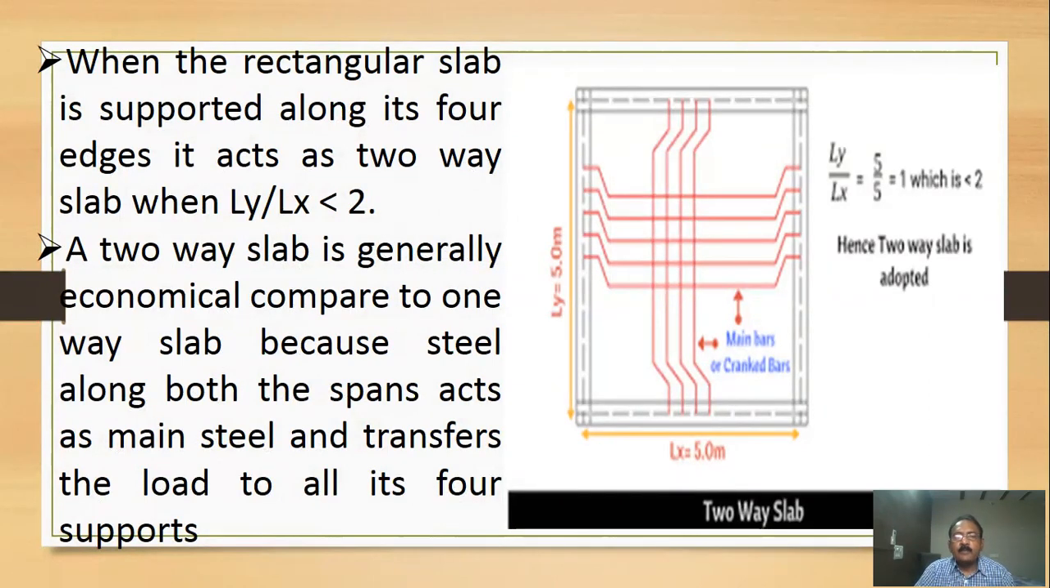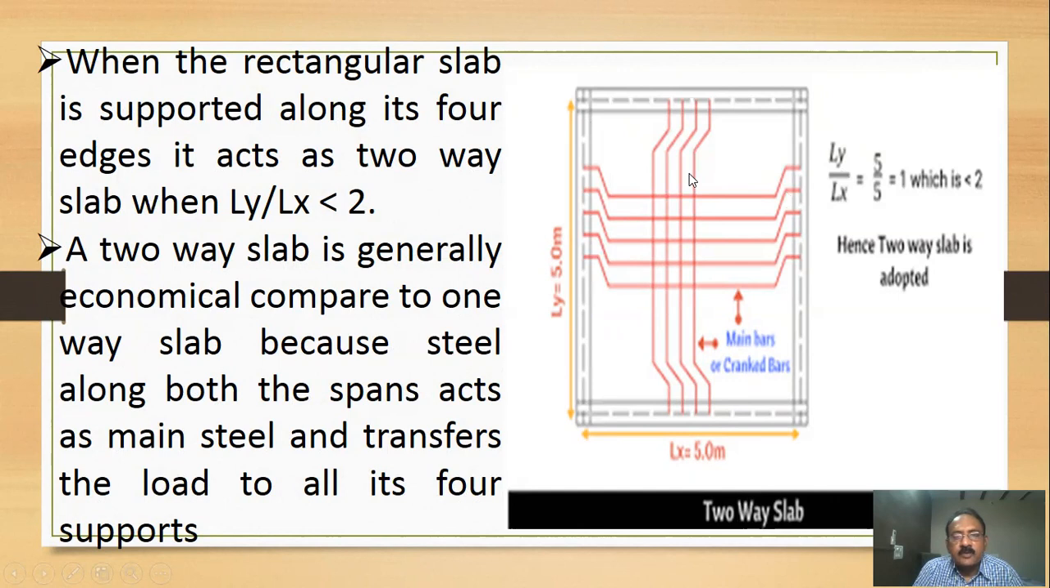So what is a two-way slab? If Ly by Lx is less than or equal to 2, this is a two-way slab. Here we will provide reinforcement in both directions because the load is distributed to 4 beams. This is generally economical compared to a one-way slab because steel along both spans acts as main steel and transfers the load to all its 4 supports. The 4 beams distribute your loads to columns. So this is a rectangular slab.